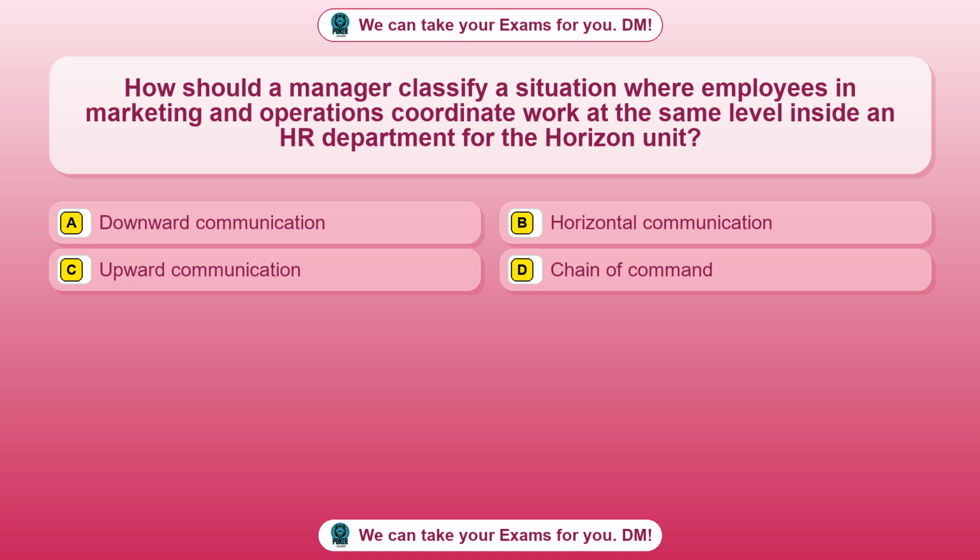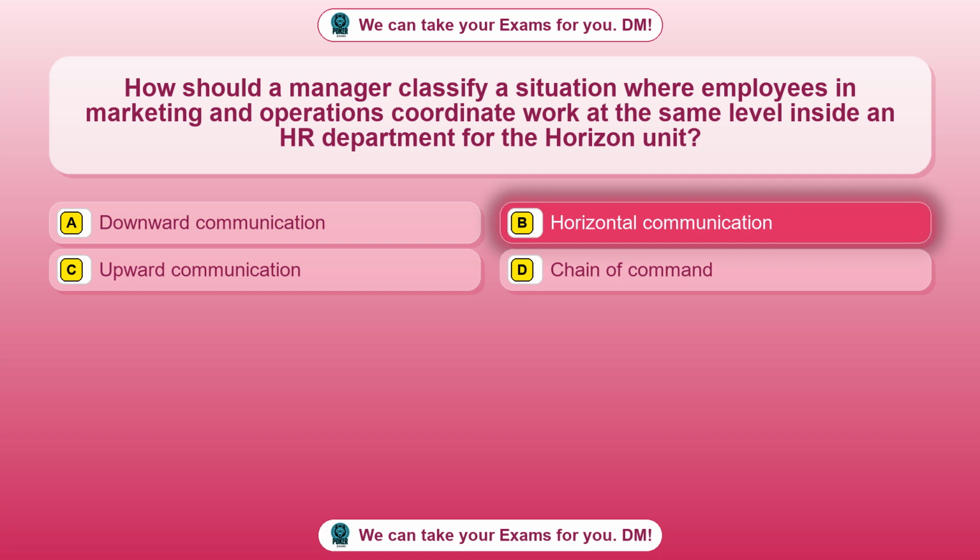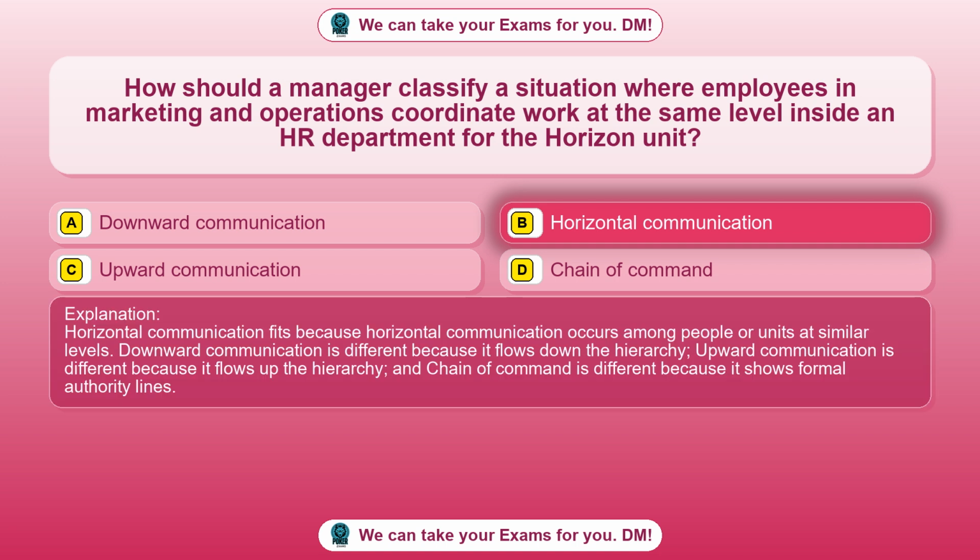Option A, downward communication. Option B, horizontal communication. Option C, upward communication. Option D, chain of command. The correct answer is option B, horizontal communication. Horizontal communication fits because horizontal communication occurs among people or units at similar levels.